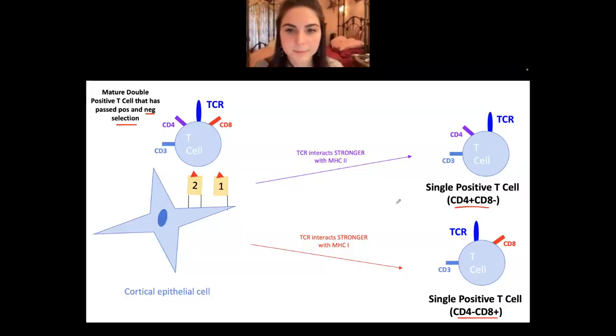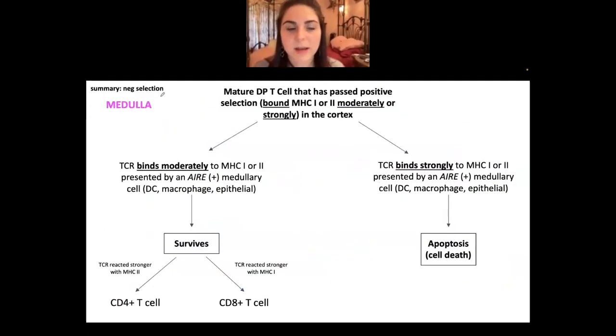Okay, so summary of negative selection, which happens in the medulla. The mature double positive T cell passed positive selection. Again, with positive selection, we want it to bind self-antigen presented by MHC class 1 or 2 moderately or strongly in the cortex. Once it passed positive, it goes to negative. So let's say the T cell receptor binds super strongly to MHC class 1 or class 2, presented by an AIRE positive medullary cell of some sort. Too strong, it's going to die.